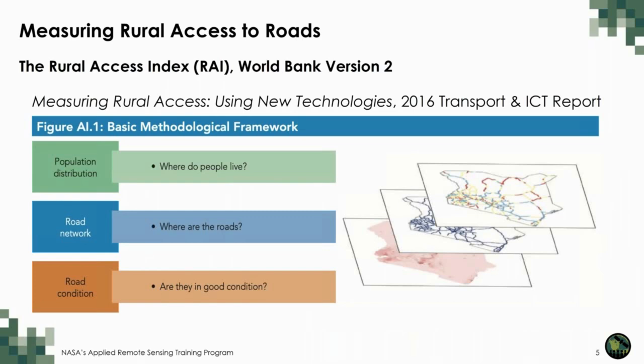Surveys are costly and time-consuming and conducted about every 3 years, which limits the frequency of RAI updates for monitoring progress. This is particularly relevant at the subnational level because widespread local investment in or neglect of the rural road network can result in more rapid improvements or deterioration at that scale. In 2016, the World Bank published an update to their RAI methodology that takes advantage of the increasing availability of GIS data and technologies, including remote sensing, GPS, crowdsourcing, and open data. This new GIS method is based on three sets of geospatial data that provide information on where people live, the spatial distribution of the road network, and road quality.